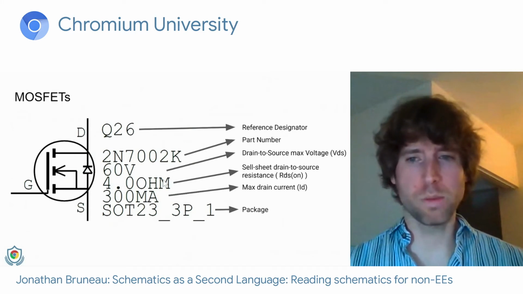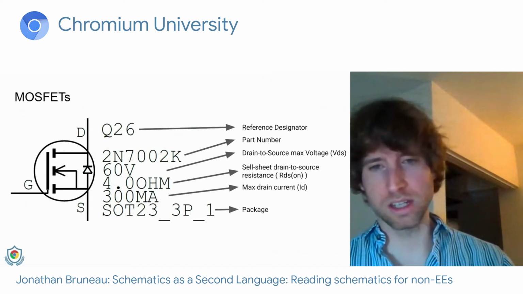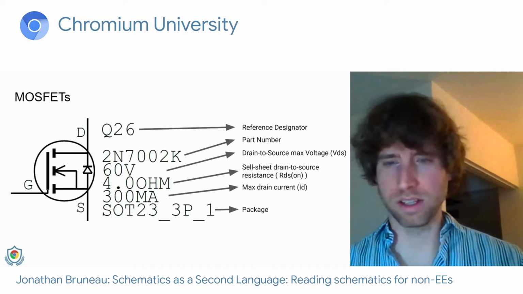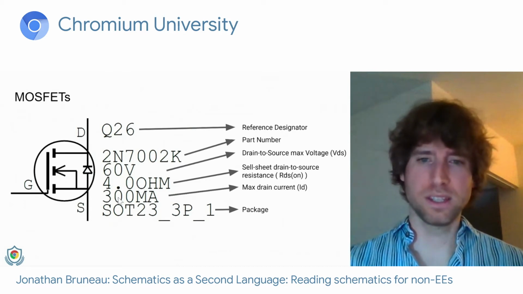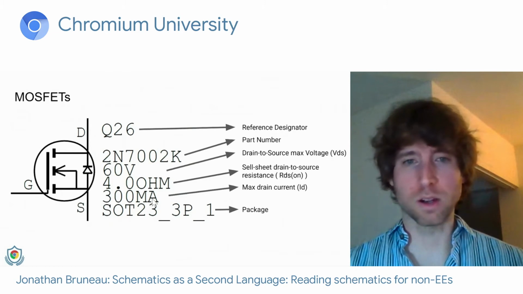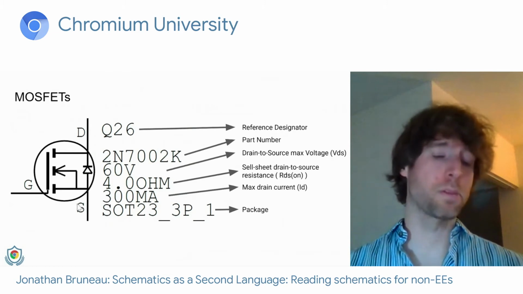The 4 ohm is usually a cell sheet resistance. We'll talk about this in a second. This parameter is not super useful. This is the maximum amount of current that can go through the drain to source before the part explodes.